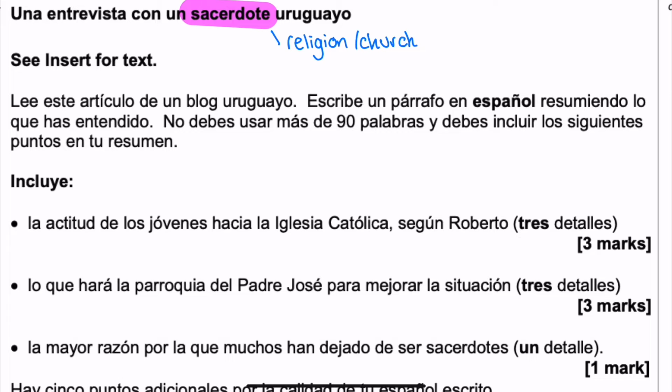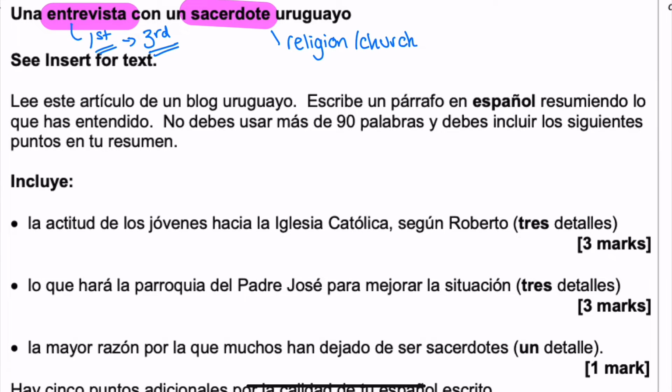And entrevista as well is quite important because an interview is going to be in the first person, which suggests that I'm going to have to manipulate this into the third person when I'm putting my answer together. So I'm seeing the intent for the text. I'm going to look at the instructions. "Lee este artículo de un blog uruguayo. Escribe un párrafo en español resumiendo lo que has entendido. No debes usar más de 90 palabras y debes incluir los siguientes puntos en tu resumen."